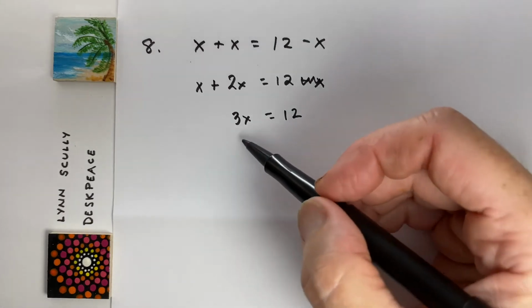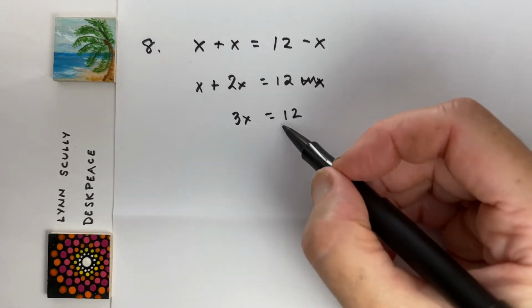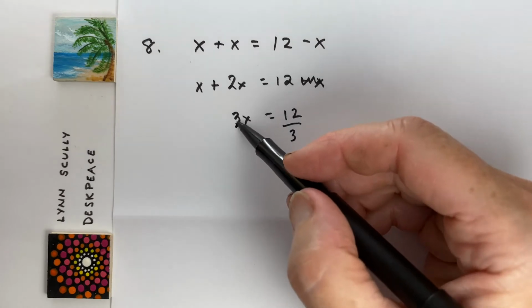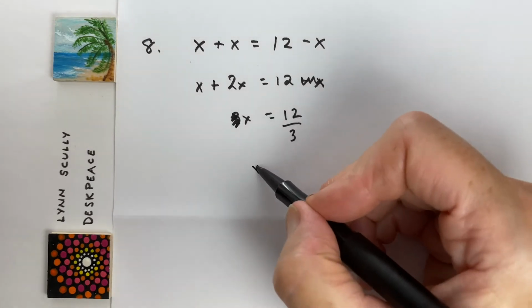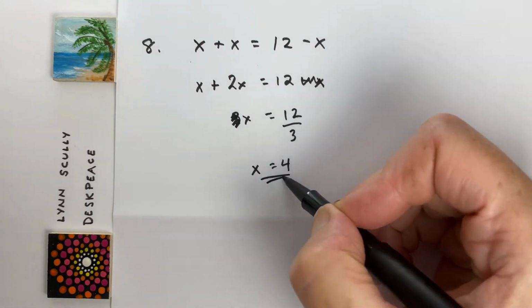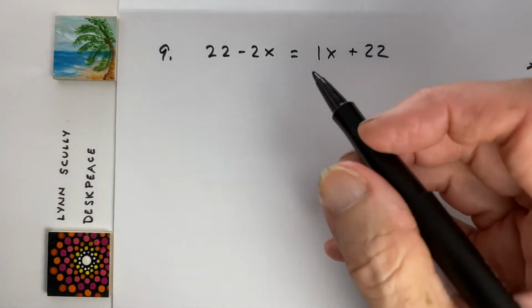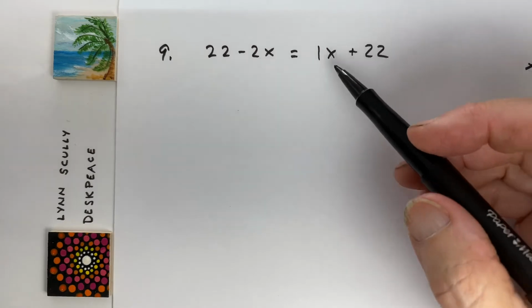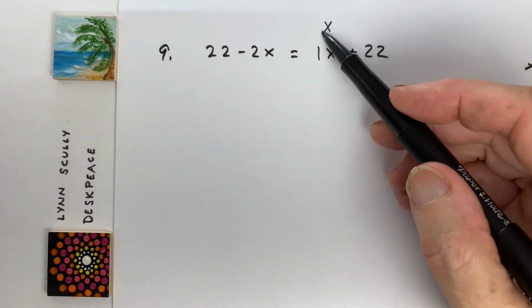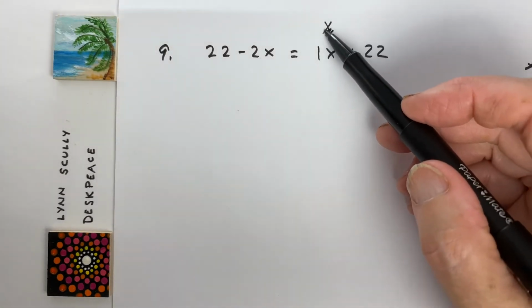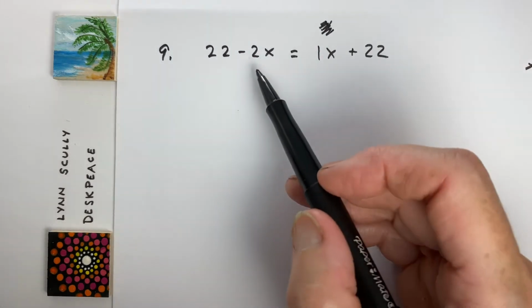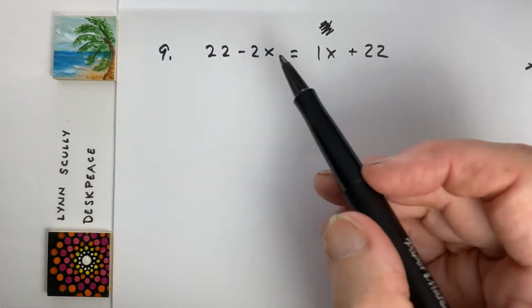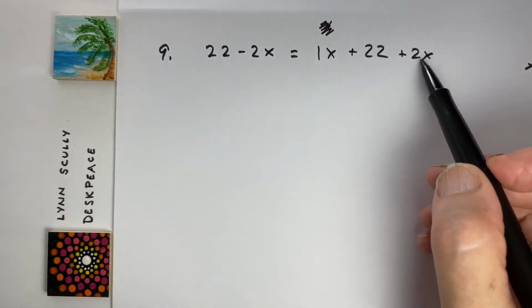I want to get the x alone. 3 is attached by multiplication. I'll move it by division to the other side of the equal sign. x is 4. Number 9, 22 minus 2x equals 1x plus 22. And remember, this is the same as if I just had an x here, okay? They're the same. I don't like this minus 2x, so I'm going to add it to the other side.